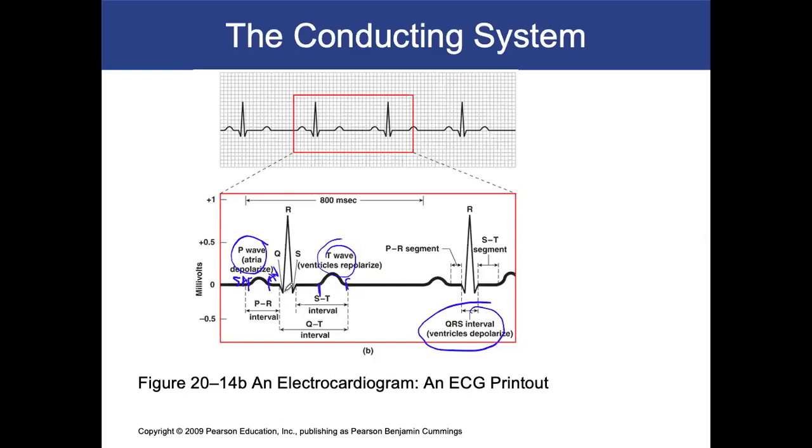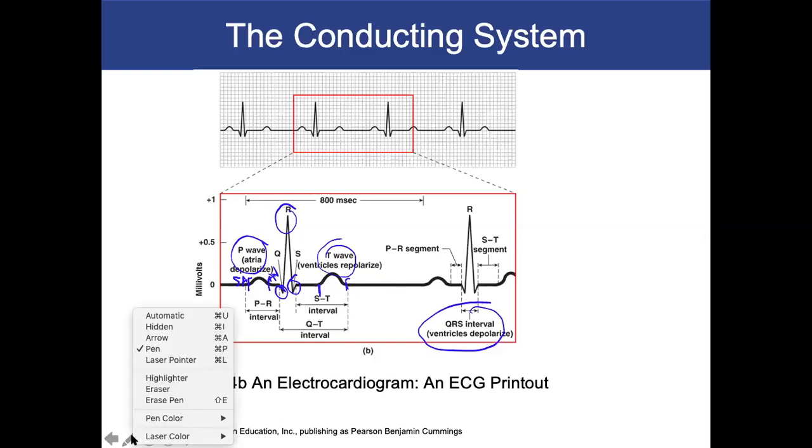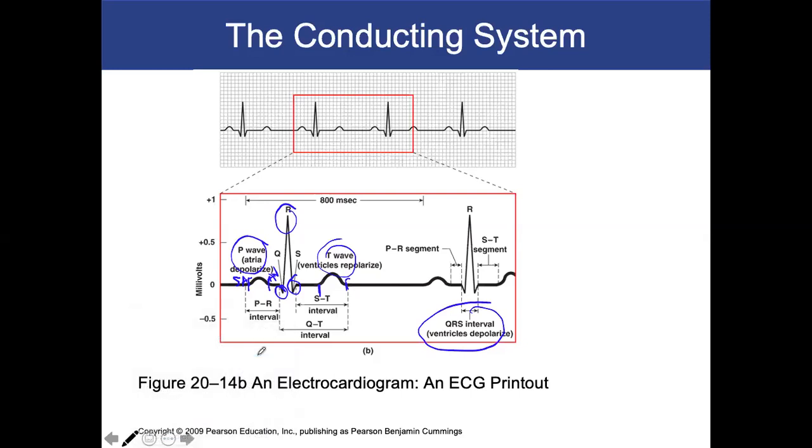This is the bundle of His, your bundle branches, and your Purkinje fibers. I don't want you to know that for the exam, but just so you have an idea. And then this is your ventricles repolarizing. So this whole time period, you had to actually label your EKG.